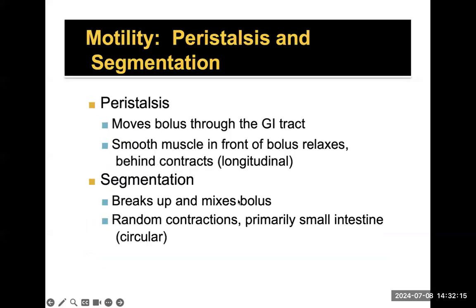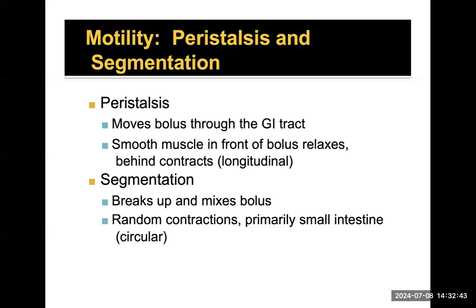Okay, so if we start with movement, right, motility, there's two different types. There's peristalsis and segmentation. Peristalsis is going to be the essentially linear movement. So basically moving it in one direction, like forward or down. And in this case, it happens mainly in your esophagus, right? The esophagus is not for absorption. It's just a passageway. So it's going to help move food from the mouth into the stomach.